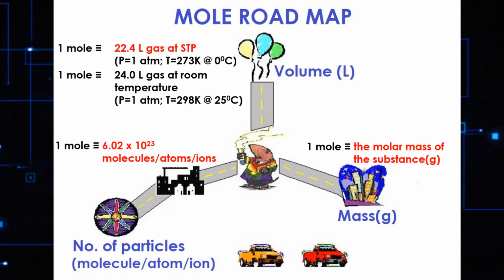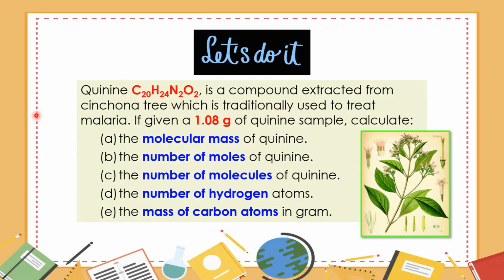1 mole of a substance is quantified by the following means. Let's do this exercise together. Quinine, a compound extracted from the cinchona tree, is traditionally used to treat malaria. If given a 1.08 gram quinine sample, calculate the molecular mass of quinine, the number of mole of quinine, the number of molecules of quinine, the number of hydrogen atoms, and the mass of carbon atoms in grams.